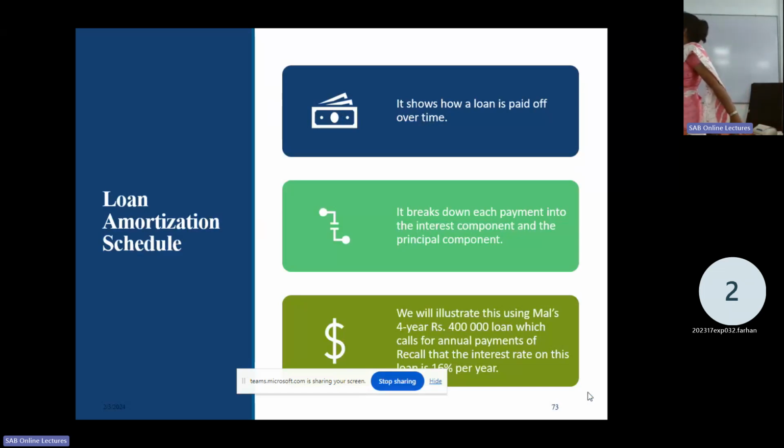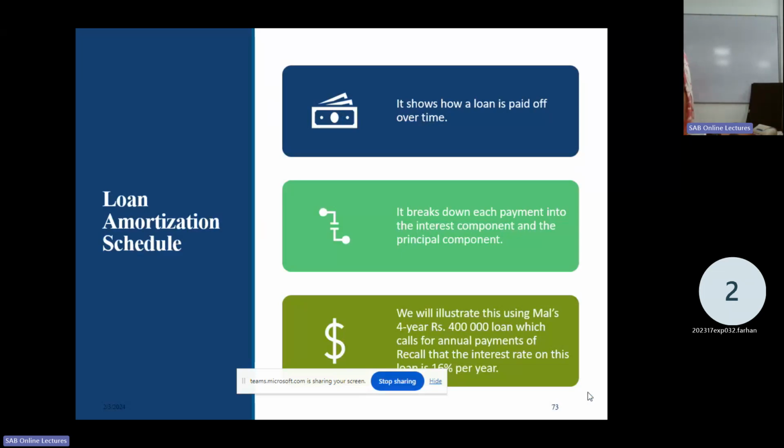The loan amortization schedule shows us how a loan is paid off over time. When you are borrowing some money from financial institutions or banks, banks normally calculate your installment. Now you know how to calculate the installment because in the previous example we learned it.